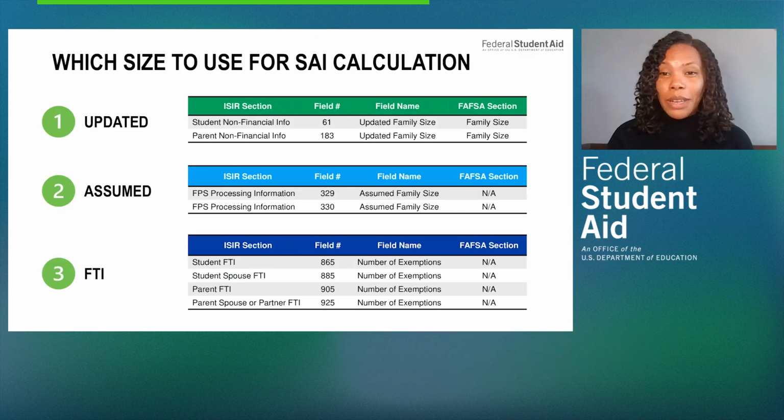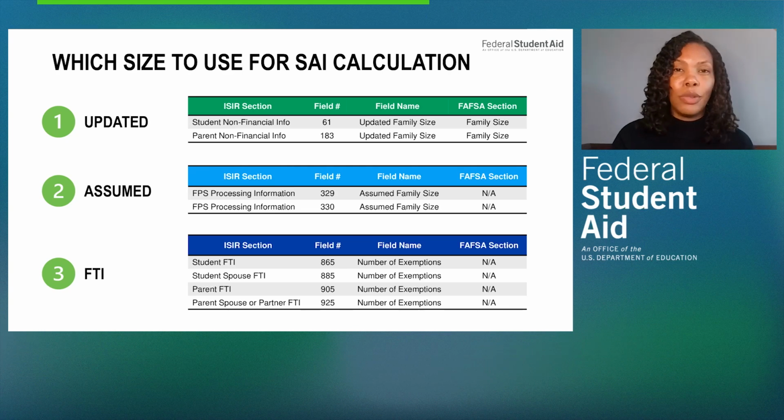On the ISIR record layout, you're going to see the three instances of the three different family size possibilities that I just went over. You see the updated family size, which is when the student manually updates the family size. You have the assumed family size, which happens when the FTI doesn't make logical sense based on the other information on the FAFSA. And then, of course, you have the FTI family size, which is just importing with the income and tax information.